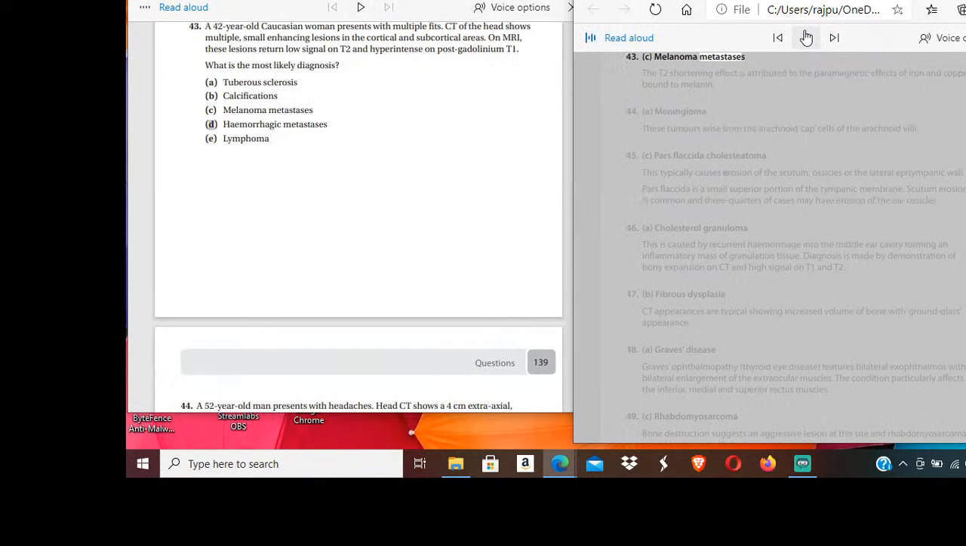43. C. Melanoma metastases. The T2 shortening effect is attributed to the paramagnetic effects of iron and copper bound to melanin.